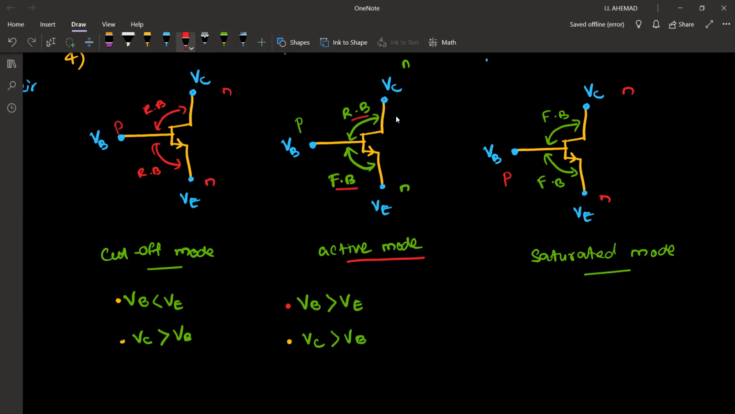So how to make this one forward biased? VB has to be greater than VC. VB is greater than VE, and VB is greater than VC also. Okay, clear with those 2 points?